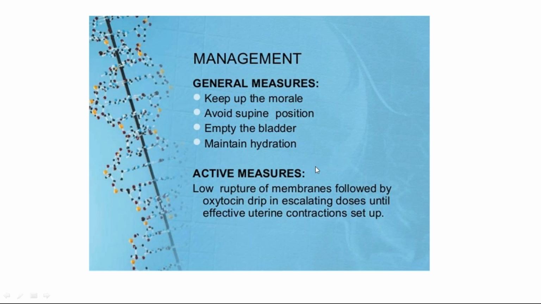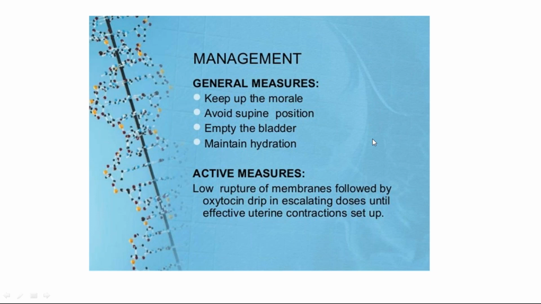Then active measures are, if there is some amount of dilatation, at least up to 2 to 3 centimeters, you can do a low rupture of membranes followed by an oxytocin drip in escalating doses until you get effective uterine contractions. Right? Effective means 2 to 3 in 10 minutes, each lasting for 30 to 45 seconds, not more. Right? So in uterine inertia, usually the fetus will not be affected.